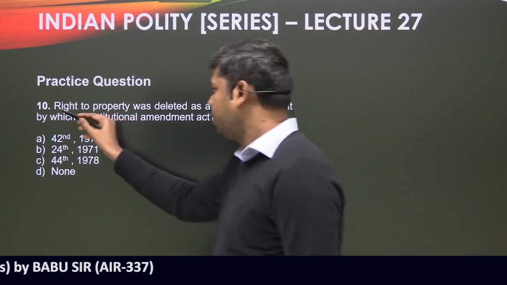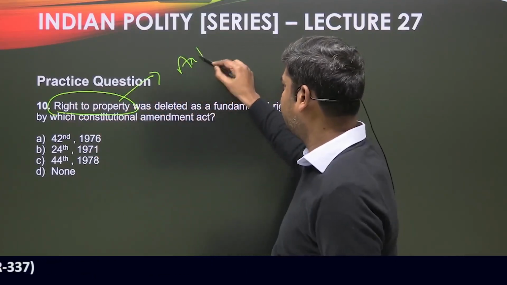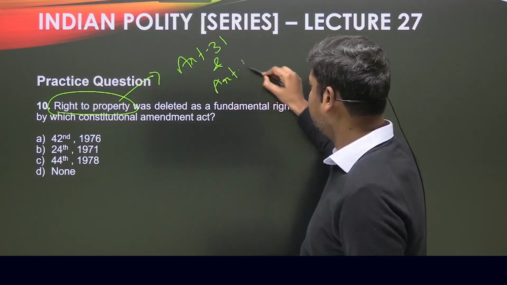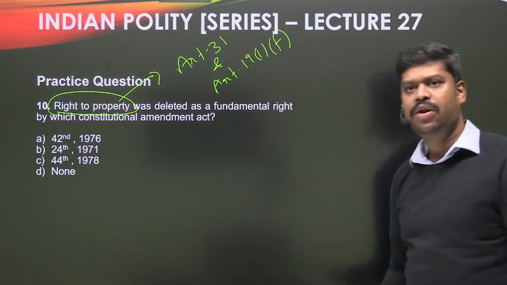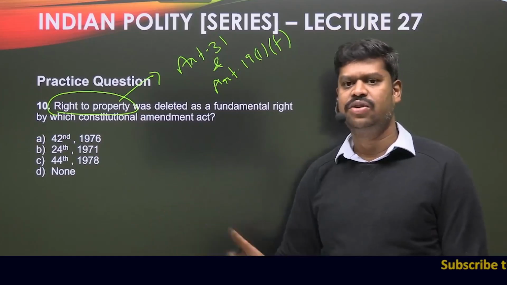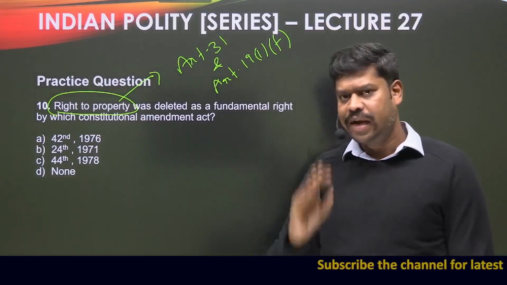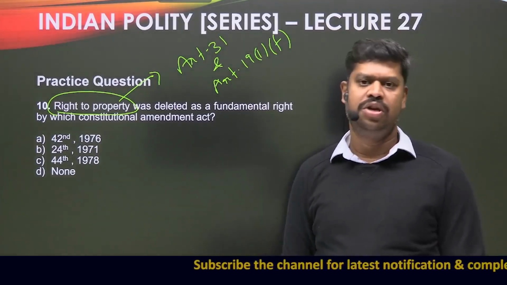The right to property was guaranteed as a fundamental right under Article 31 of the Constitution, and along with Article 19(1)(f). However, this right to property no longer continues to be a fundamental right. Can anyone tell me what is the status of the right to property today? Right to property even today continues to be what is called a constitutional right.